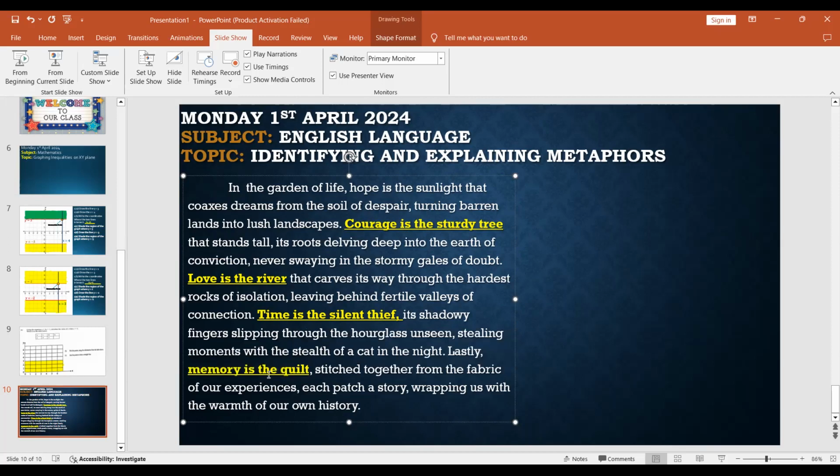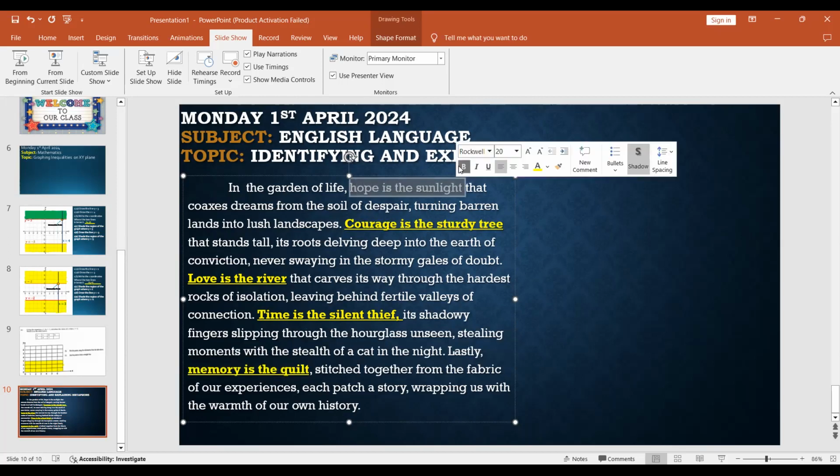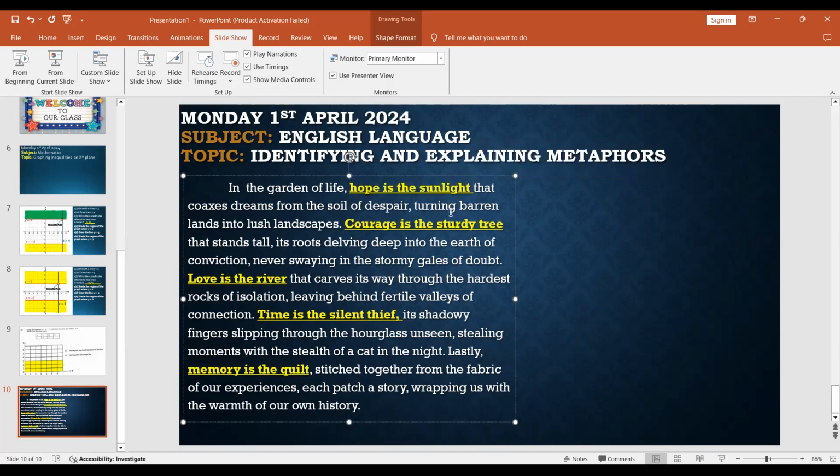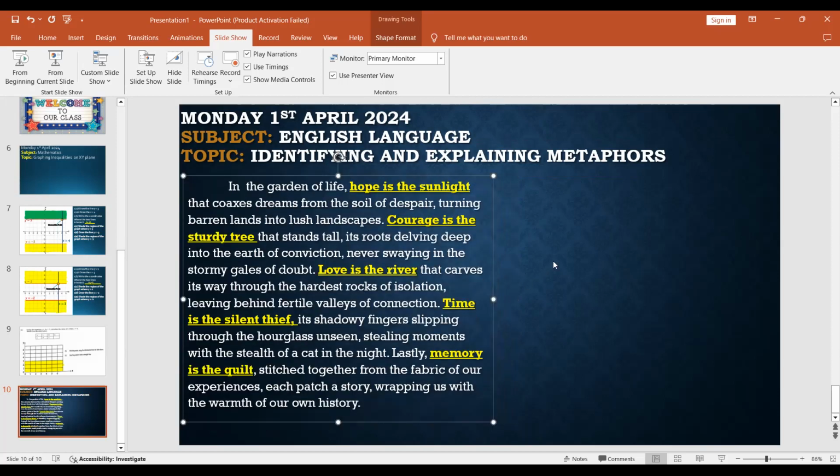Hope is the sunlight that coaxes dreams from the soil of despair. Very good. Hope is the sunlight. So these are our 5 metaphors. Number 1, hope is the sunlight, right? Courage is the sturdy tree. Love is the river. Time is the silent thief. And memory is the quilt. So those are our 5 metaphors.